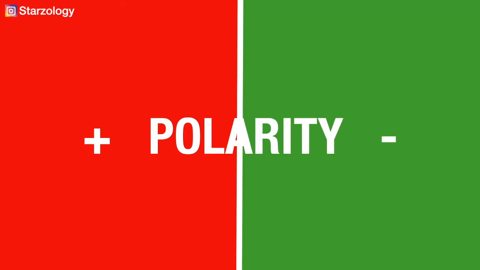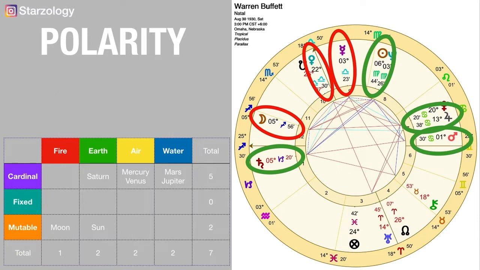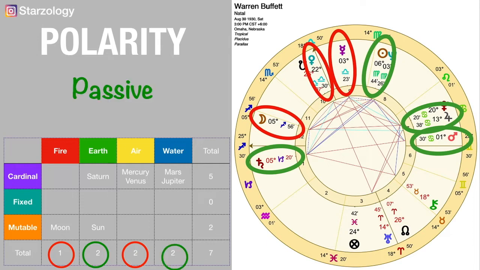Now we're going to have a look at polarity, and generally polarity is active and passive, or masculine and feminine, or positive and negative. When we look at the spread of planets, we can see that the red planets are the positive planets and the green planets are the passive planets. So active, passive. There is a slight emphasis there. You've got 1 in fire, 2 in air, which gives you a total of 3 for active. And then there is 2 in earth and 2 in water, giving a total of 4 for passives. So in general, passive is slightly dominant in this chart.